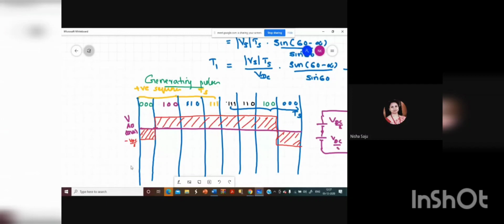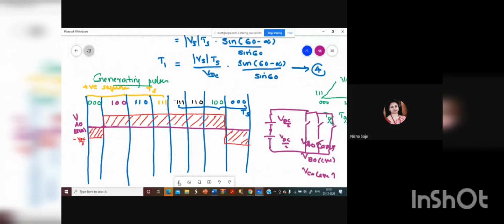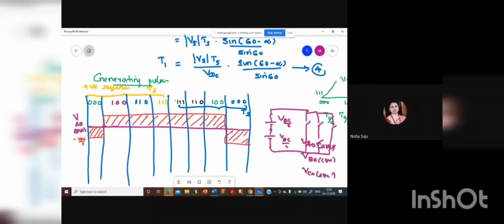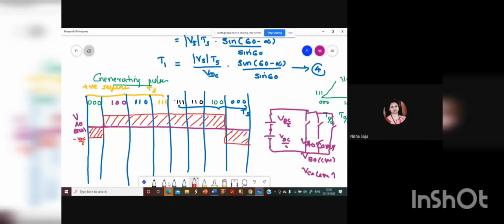Similarly, you have to draw VB0 average. How will you draw the VB0 average? As you can see here, the second phase is 1, second phase 1, second phase 1. Up to this level you will get the maximum value for the B phase, and then you will get the minus VDC level. So can you draw this one? Okay, so I will draw VB0 average also.